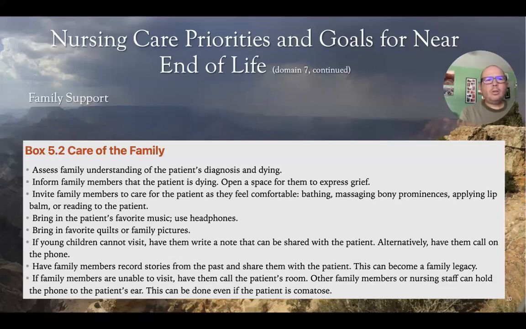Domain number 7 continued, nursing care priorities and goals for near end of life. I pulled this table from your textbook as well. I think it's very, very informative. Care of the family. I'll go ahead and let you read that at your own leisure, but this pretty much hits the nail pretty good.